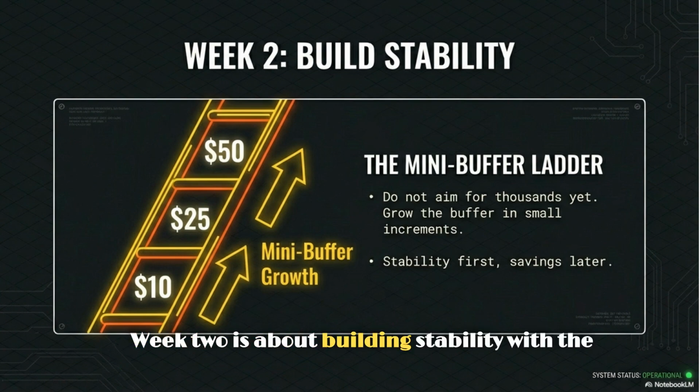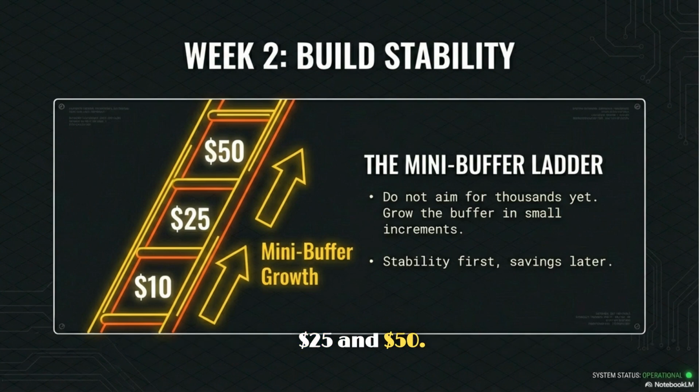Week 2 is about building stability with the mini buffer ladder. Grow your buffer in small increments like $10, $25, and $50. Focus on stability first and savings later.